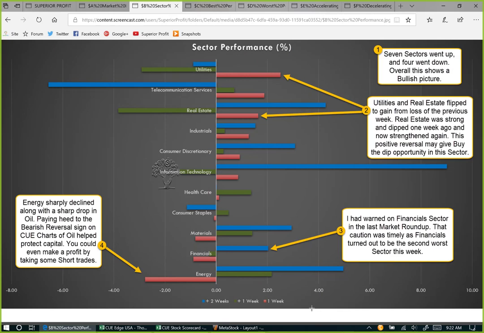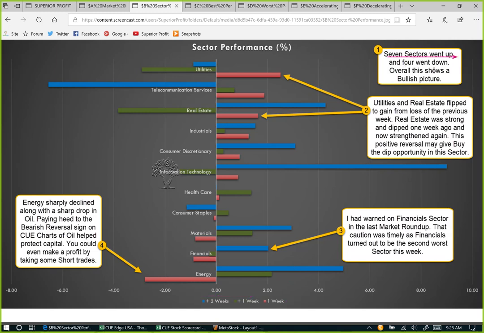Every week we study 11 sectors across 3 review periods. Red bar represents performance of this week. Green bar, performance of 1 week prior to the red bar. Blue bar, performance of 2 weeks before the green bar. Together they represent 4 weeks or about 1 month of performance. Any bar coming to the right of the zero line represents the sector went up, and any bar going to the left of the zero line represents the sector went down.